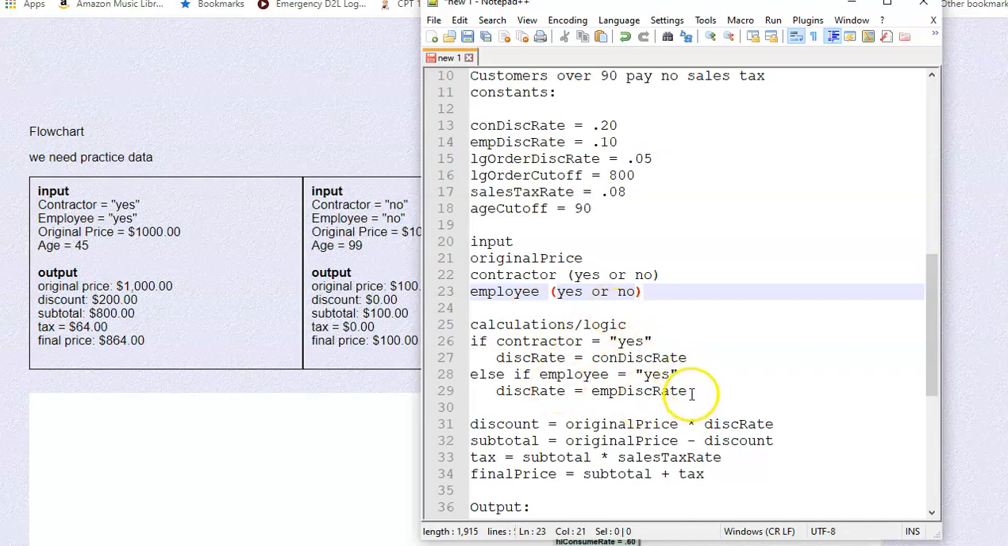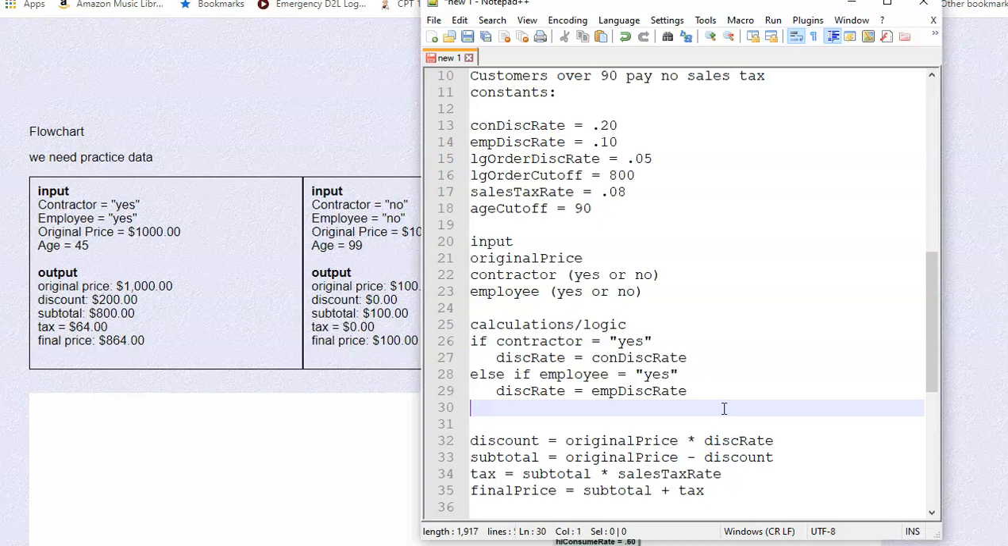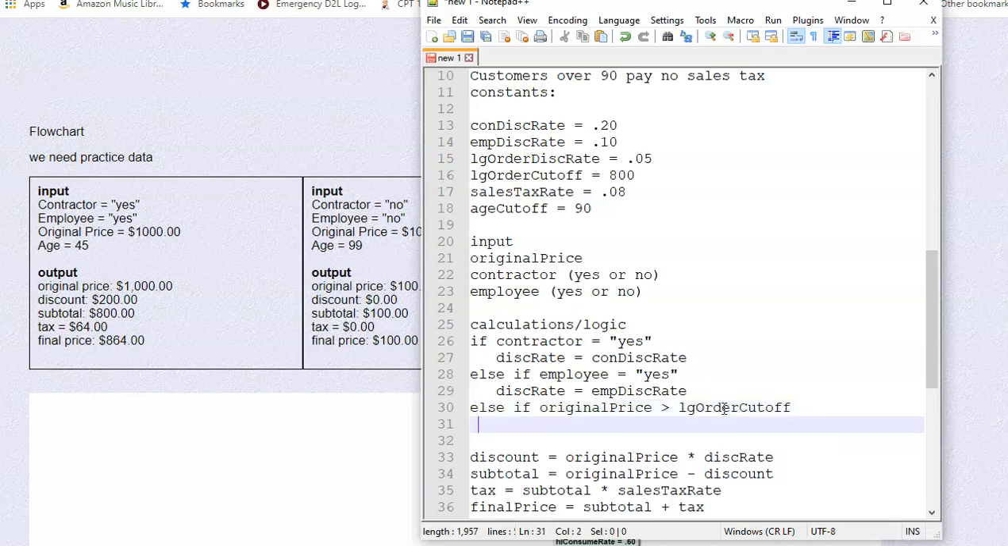All right, and then the next one has nothing to do with what the customer is, but how much they have purchased. So we're going to do another else if, and this one is if the original price is greater than the cutoff. So large order cutoff, if it's greater than that $800, then the disk rate is going to be equal to the large order disk rate.